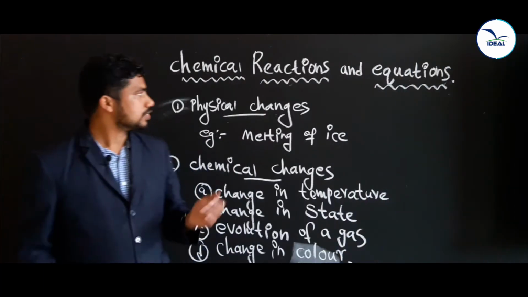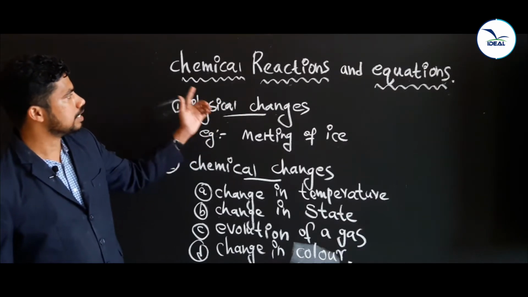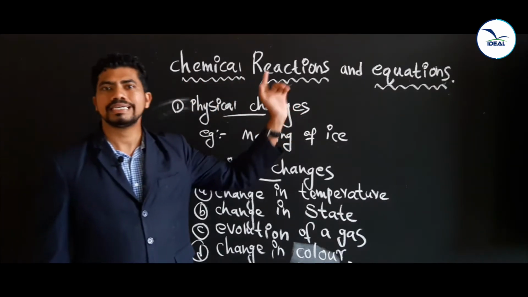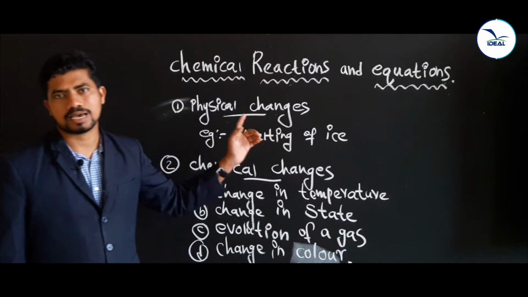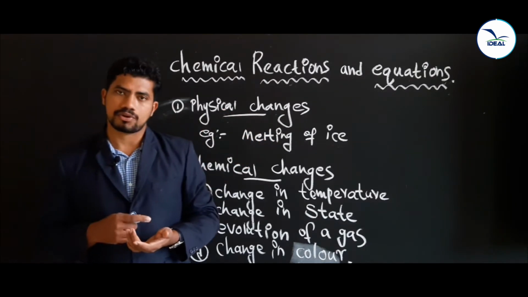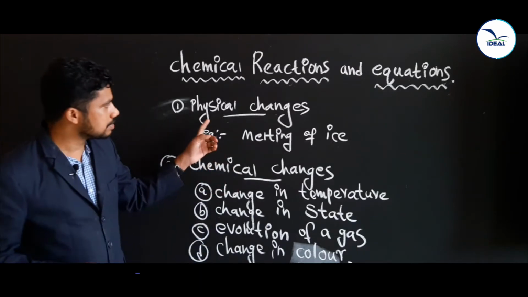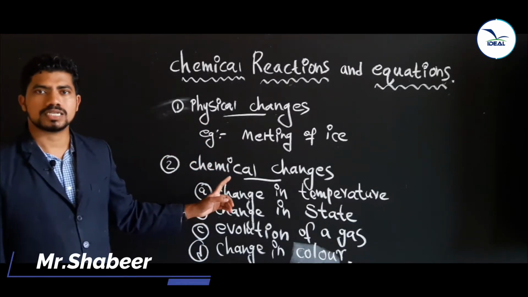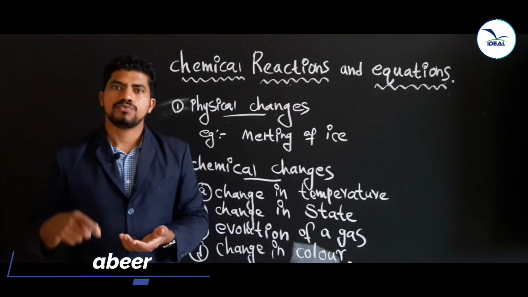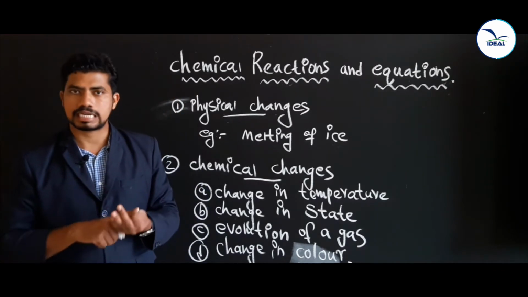Hi everyone. Today we are going to discuss our first chapter from chemistry, chemical reactions and equations. In this chapter, we have to learn about types of chemical reactions. Before that, we should know about physical changes and chemical changes. In our surroundings, we have two types of changes, physical changes and chemical changes.